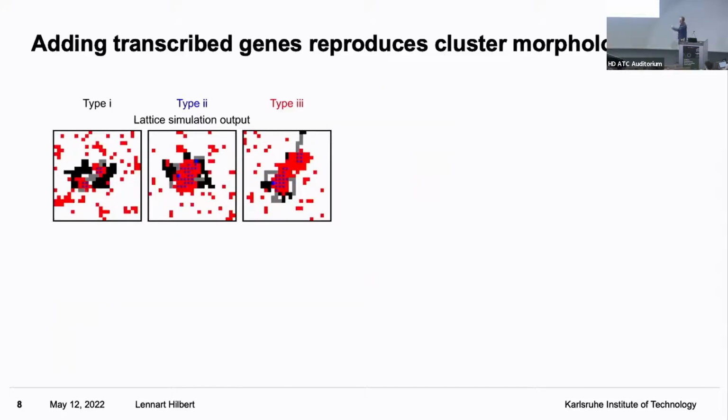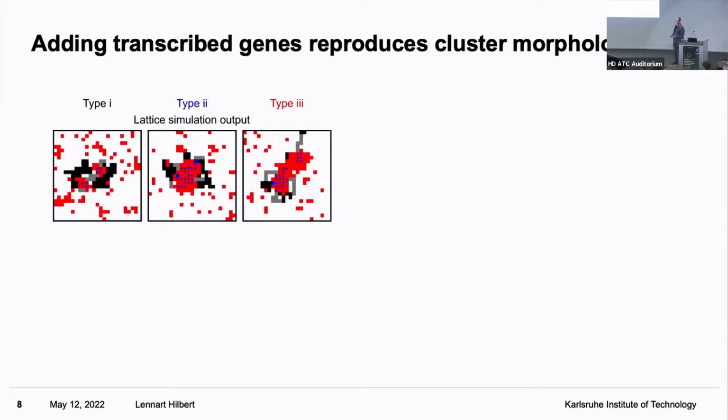So what is still missing in the simulations is to actually add these transcribed parts. So you can see here in these lattice simulations, there are gray parts to the polymer chains that are sticking out. And you can put more or less of these gray parts. You can put more or less of these blue parts. So you can basically create the ingredients of the type 1, type 2, type 3.